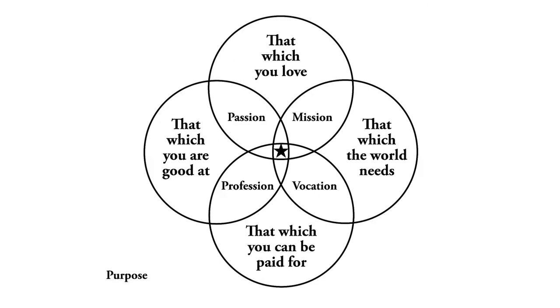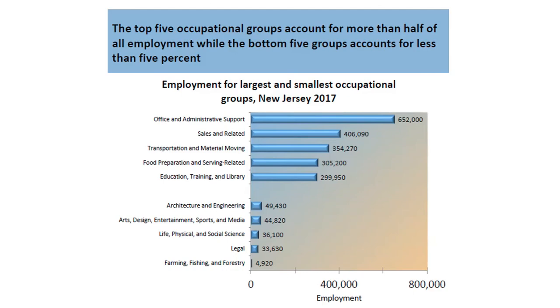Now, these are just examples. You shouldn't use any of these, in fact. Any of these examples probably aren't appropriate for anyone's report. These are just examples. So we had a pie chart, we had a Venn diagram, now we have a bar graph. This bar graph is taken from an actual report regarding New Jersey's occupational groups.